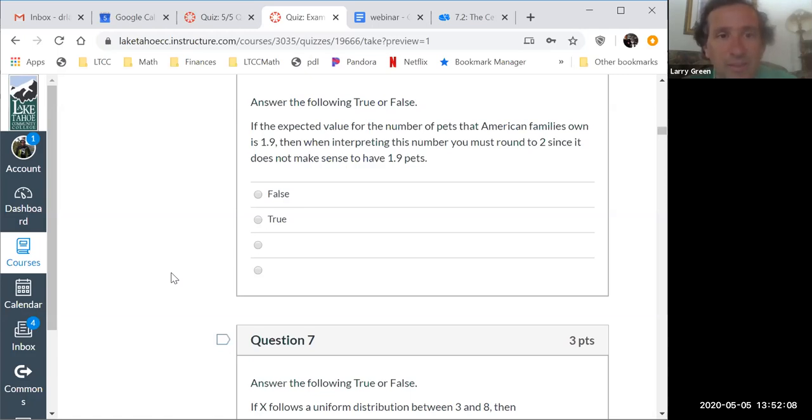Okay, now this is about pets, but it's not really any different. You can have an average of 1.9 pets per person. So that's why this is true. I'm saying it because most of you got this wrong. That's why I'm spending some extra time on this.